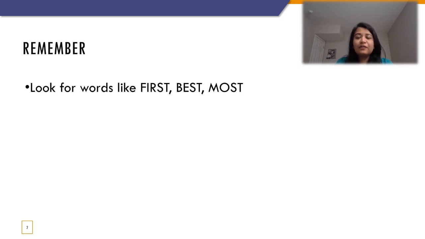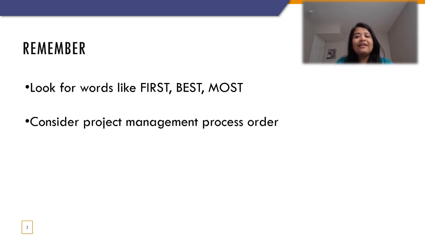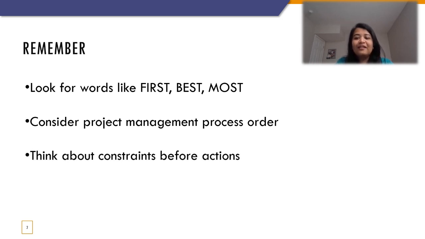Number one is to look for the keywords, identifying whether we have been asked to do the first action in regards to a situation, or the best action, or the most appropriate solution that the project manager should choose. The second thing is considering the project management processes in regards to answering any question that you are solving. The third thing is to think about the constraints before taking any actions.